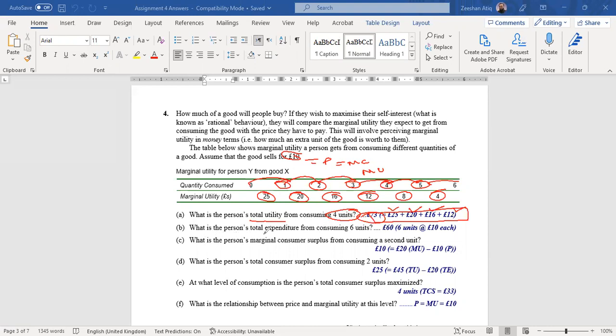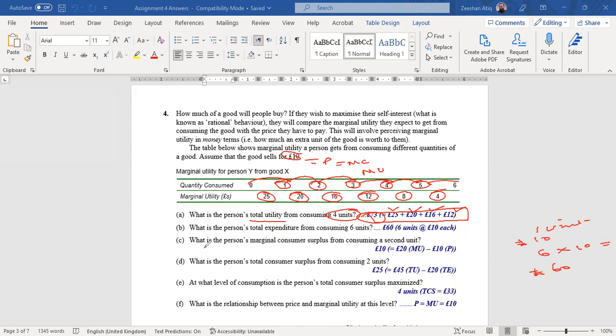Now, the B part is, what is the person's total expenditure on consuming 6 units? Total expenditure for 6 units. 1 unit actually costs 10 pounds, so 6 units cost 6 times 10. That's the simple calculation. So 60 pounds is the total expenditure for the 6 units.